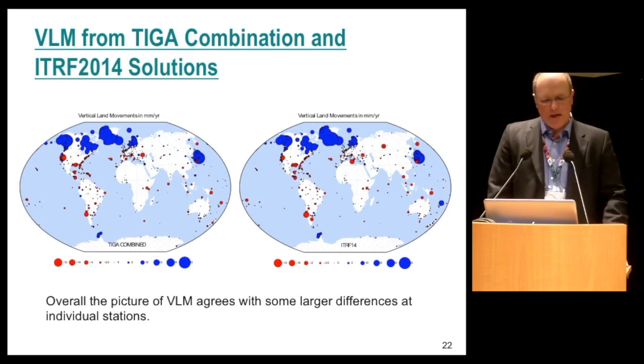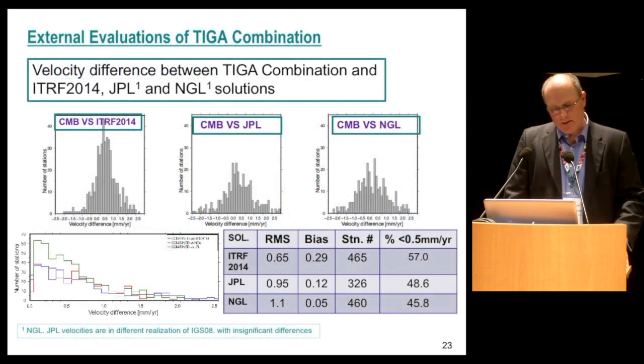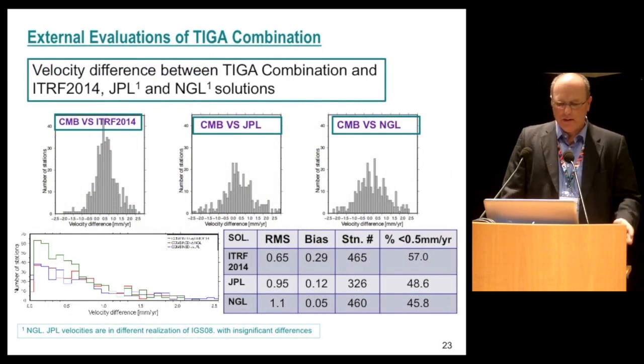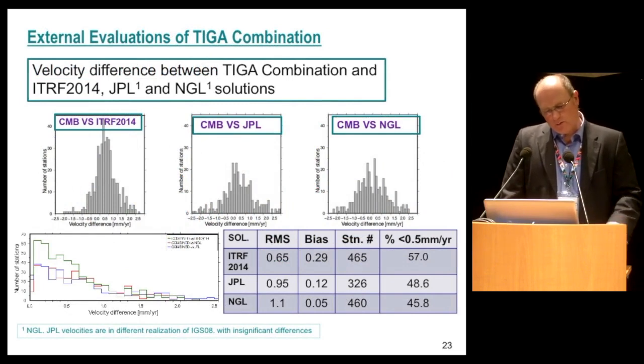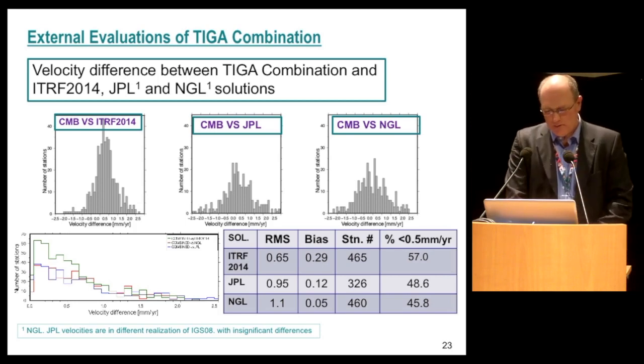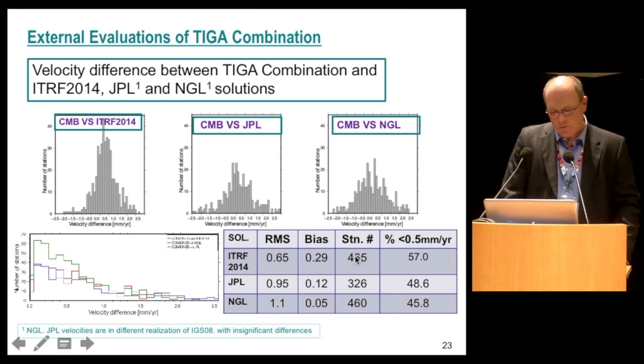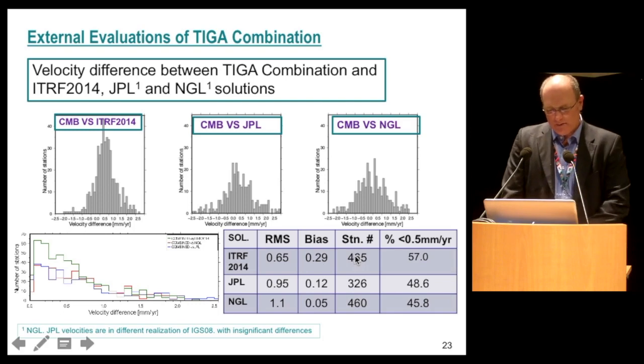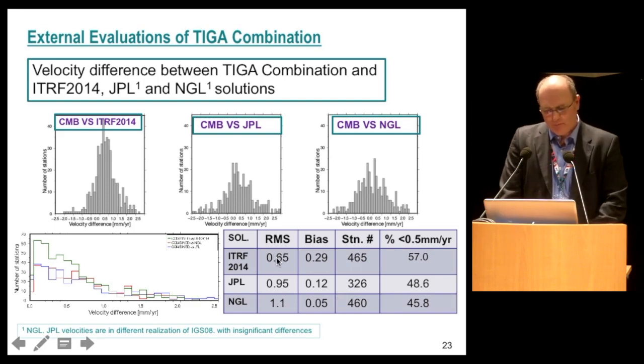We have also compared to other GPS solutions, in particular of JPL and NGL, compared also, of course, with ITRF 2014. And here we see the histograms of those. In each case, we see about 300 to 400 stations. We weren't able to take exactly the same number of stations, as not all the stations are processed by the different analysis centers. But we see that, for example, for ITRF, we have a very, very small RMS, a good agreement, but we have a slightly larger bias than for the other two.